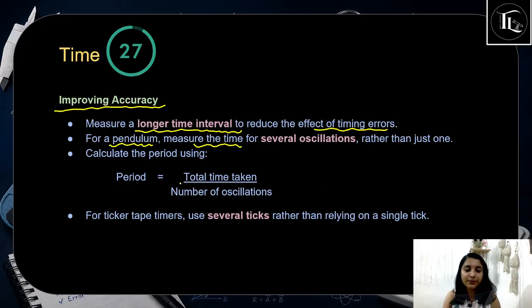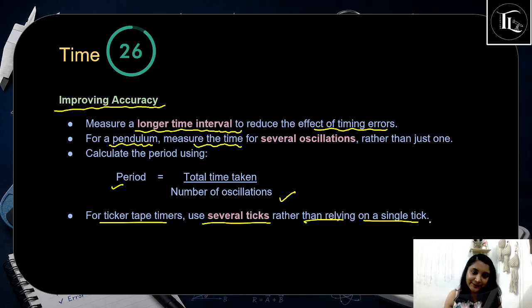Then how do we calculate the period? The total time divided by the number of oscillations. For example, the total time taken is 10 seconds and the number of oscillations is 20. So it would be 10 divided by 20. Then for ticker tape timers, use several ticks rather than relying on a single tick. So this is similar to the previous ones.